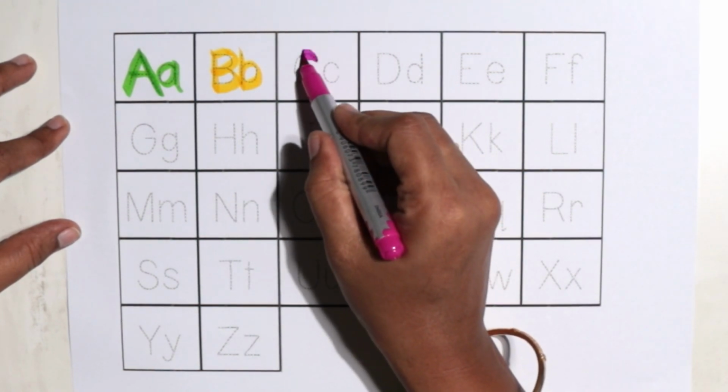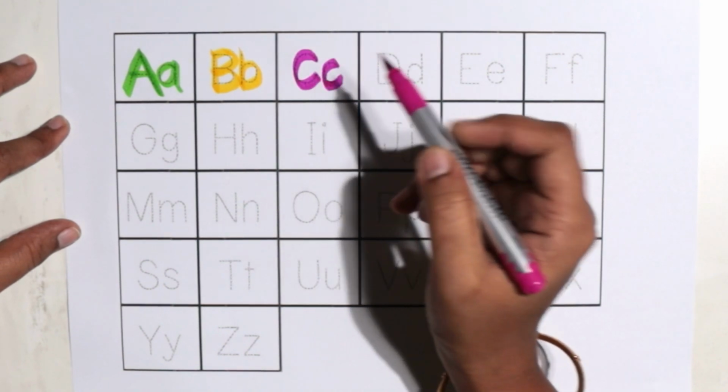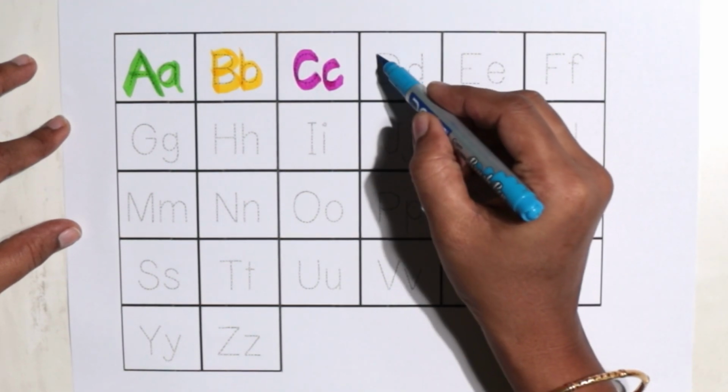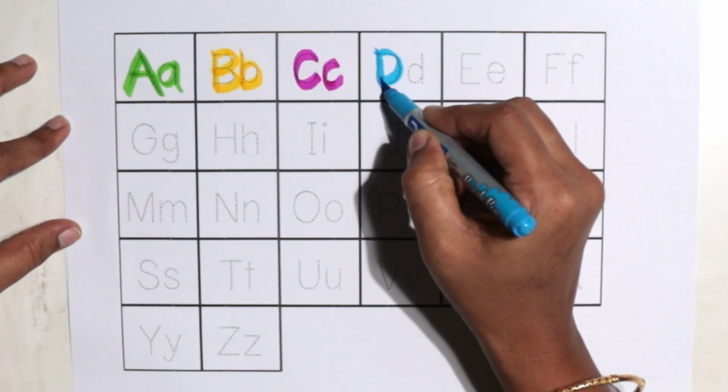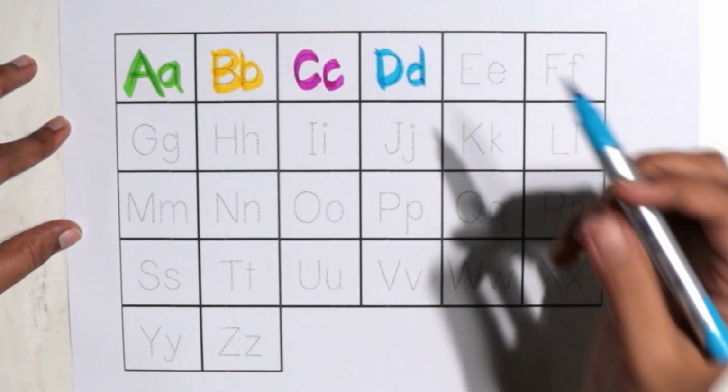Pink color, C. C for car. Blue color, D. D for dog.